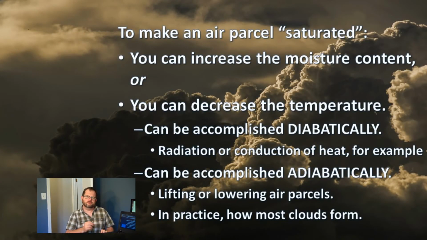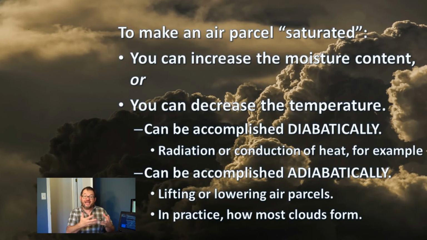All right, just to review. To make an air parcel saturated, which we're going to want to do if we're going to have clouds and rain and snow and fog and all the good stuff that we think of as weather, we're going to either need to make the air parcel saturated by adding moisture, which is not a particularly great way to do it, or by decreasing the temperature of the air parcel so that the amount of water vapor the air parcel can hold has decreased enough that what it's got is all it can hold.